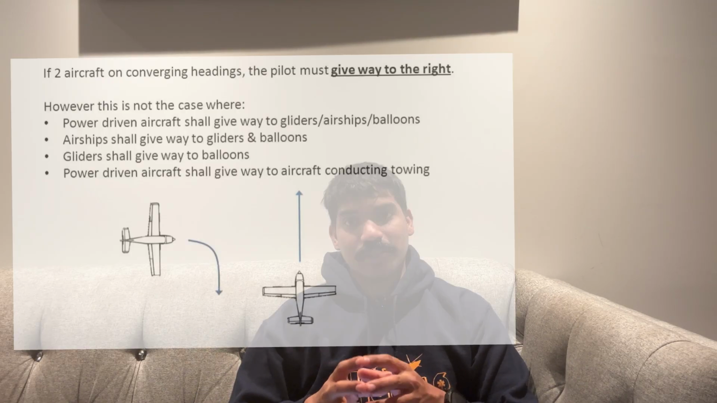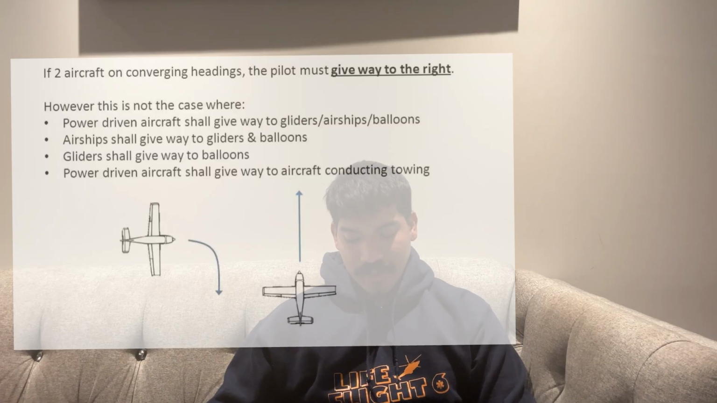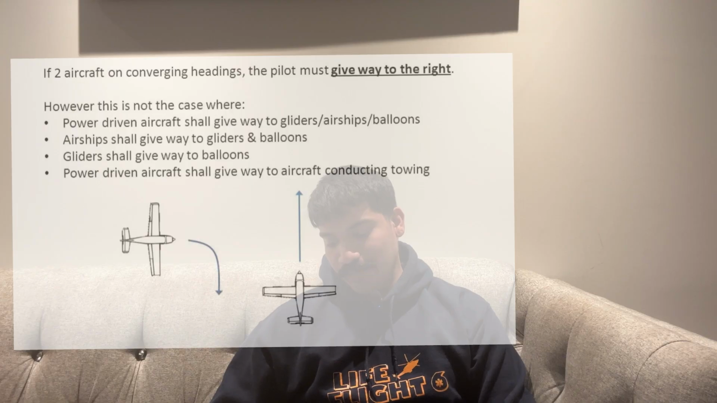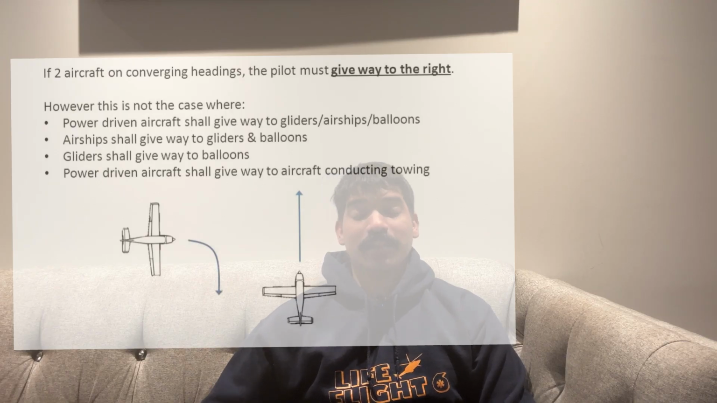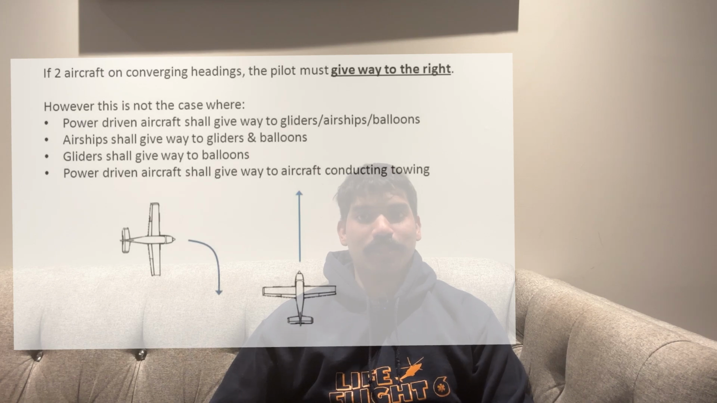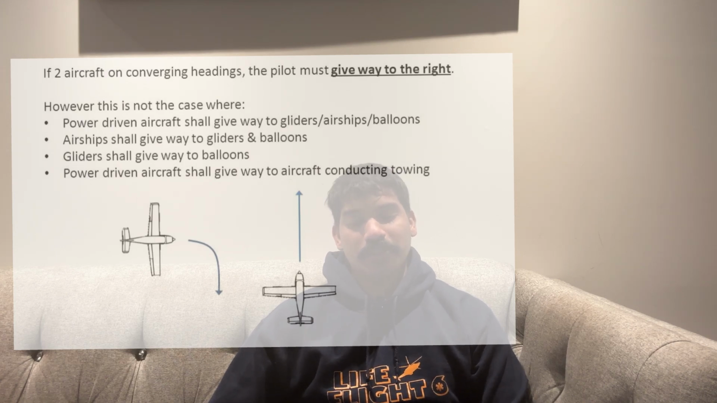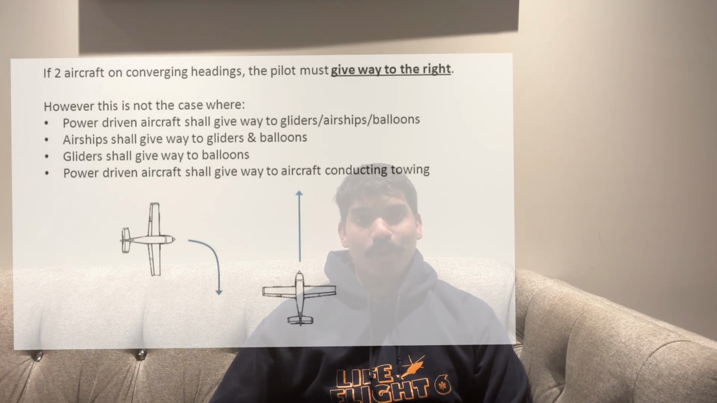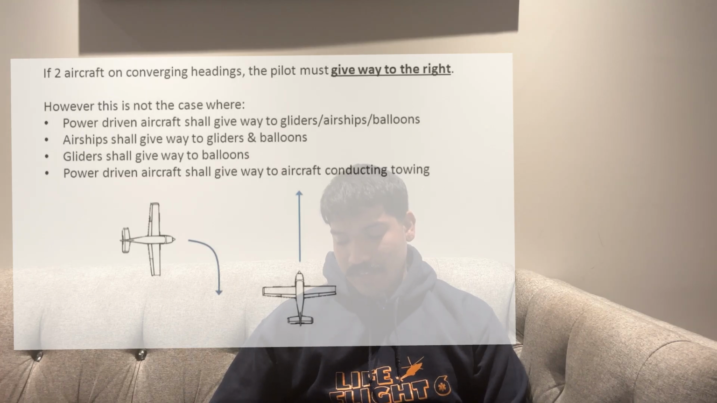So let's see what they're trying to say. They're giving a few situations and you have to understand it accordingly. Power driven heavier than air aircraft shall give way to airships, gliders, and balloons. Power driven heavier than air aircraft are basically helicopters, your airplanes, and all these things. They shall give way to airships, gliders, and balloons.